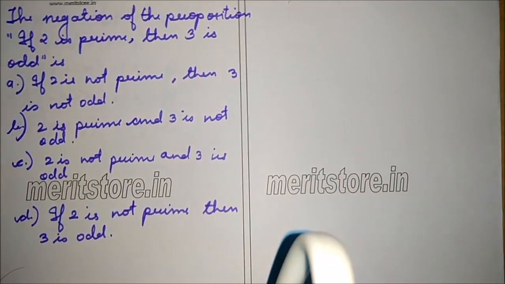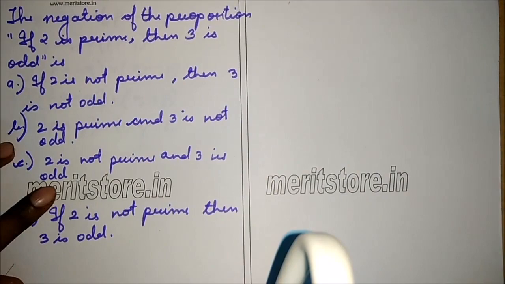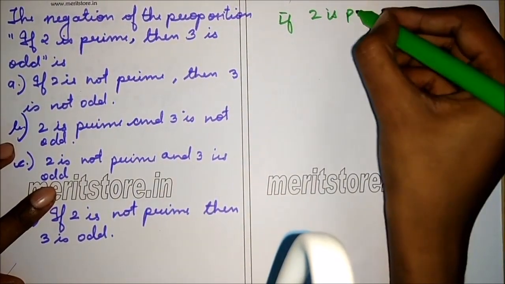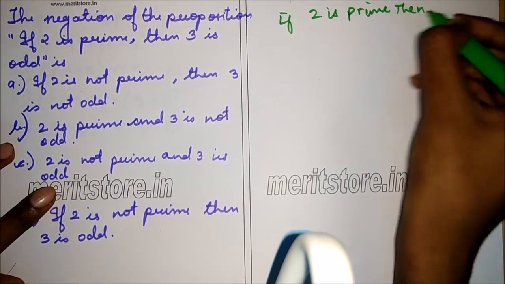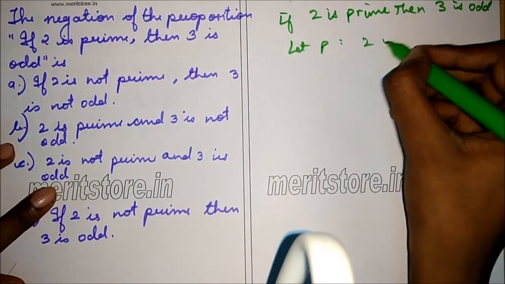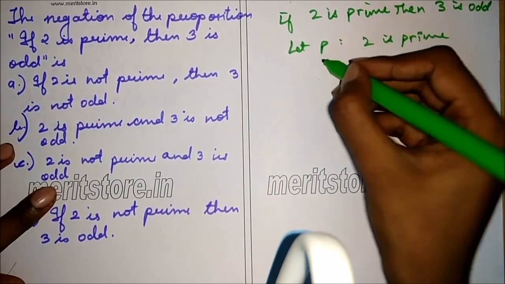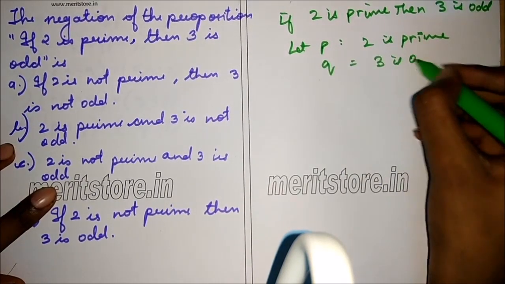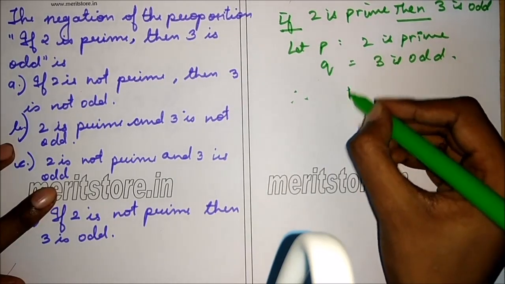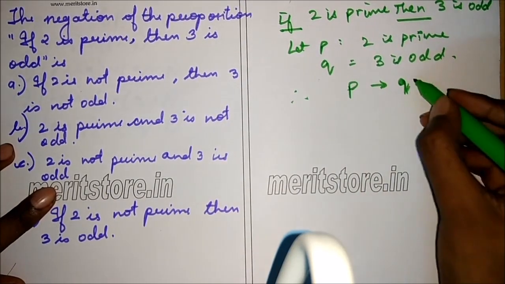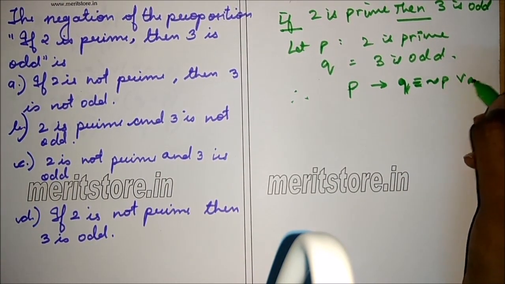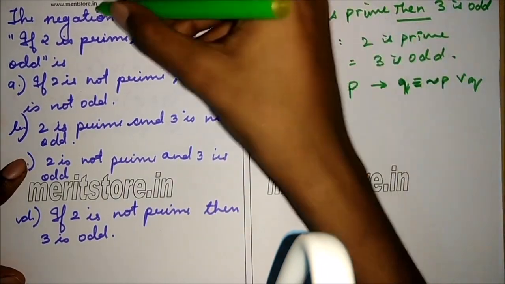The negation of the proposition if 2 is prime then 3 is odd is, so first we'll write this in symbolic form. So statement is if 2 is prime then 3 is odd. So let statement P be 2 is prime, statement Q be 3 is odd. So symbolic form will be, if then is used, so it will be P implies Q. So this is symbolically equivalent to negation of P or Q. So we have to find the negation of this statement.